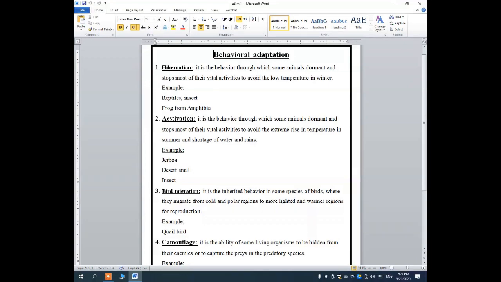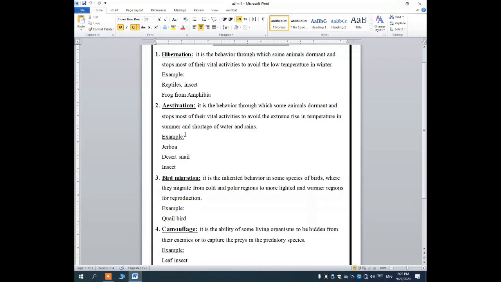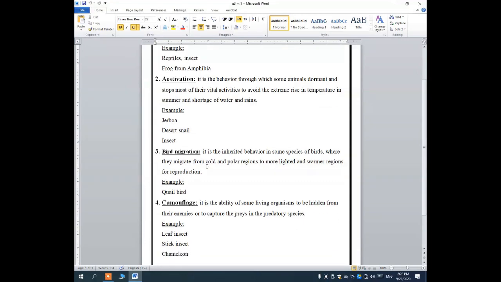Okay, first we are going to talk about something called hibernation. What's meant by hibernation? It's a behavior where some animals stop their activities in low temperature in winter. Some animals in winter hide themselves so they can't make any activity, like many reptiles, insects, and frogs from amphibians. In the opposite, we have something called estivation. What's meant by estivation? It is a behavior, but not found in winter. It's found in summer. There are some animals that, in high temperature, in hot weather, can't make any activity, so they make estivation or hide themselves, like jerboa, desert snail, and insects.